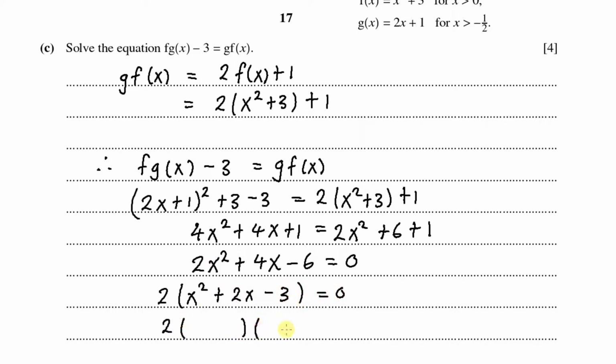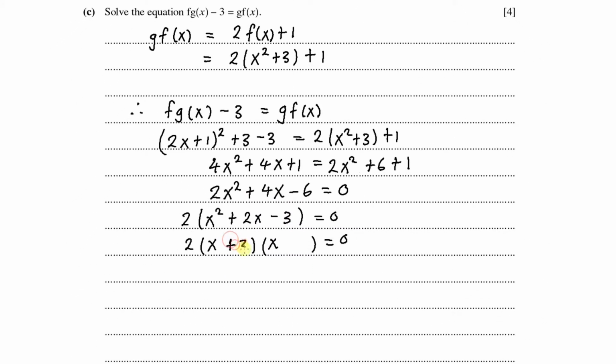Factorizing, we get x here and x here, and factors of minus 3 whose sum will give us 2. We have plus 3 and minus 1, which therefore means either x plus 3 is going to be equal to 0, or x minus 1 is equal to 0. Here we'll get x coming out as minus 3, and here we'll get x coming out as 1.